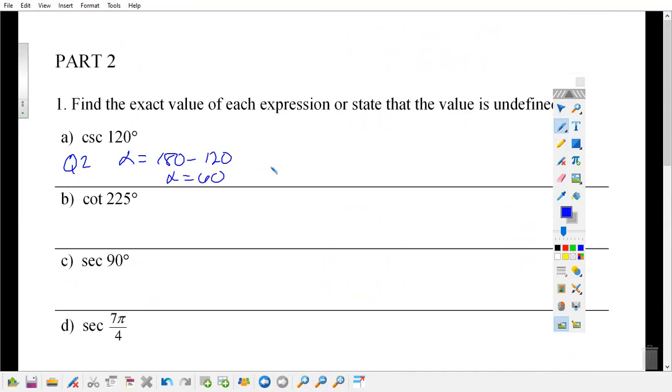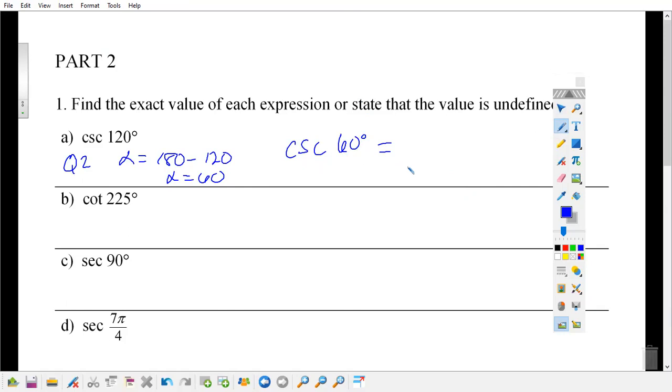So what I'm asking myself is, what is the cosecant of 60, right? Cosecant is going to be positive because it's in quadrant 2. So I'm asking myself, what is the positive cosecant of 60 degrees? Cosecant is the reciprocal of what? Of sine. Cosecant is the reciprocal of sine. And so at 60 degrees, what is my y value?